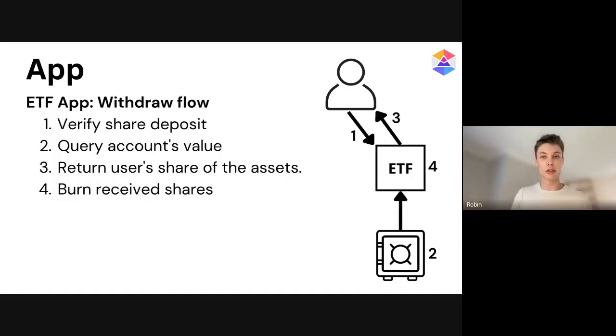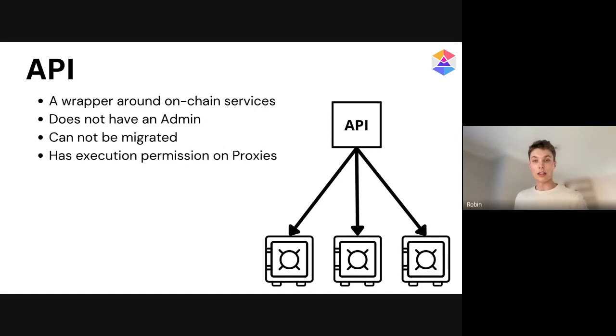And then when the user wants to withdraw, he can send his shares over to the ETF. The ETF module can then again ask for the value of the vault and calculate all the asset balances that need to be sent back to the depositor and burn the received shares. So that was the app scaffold.